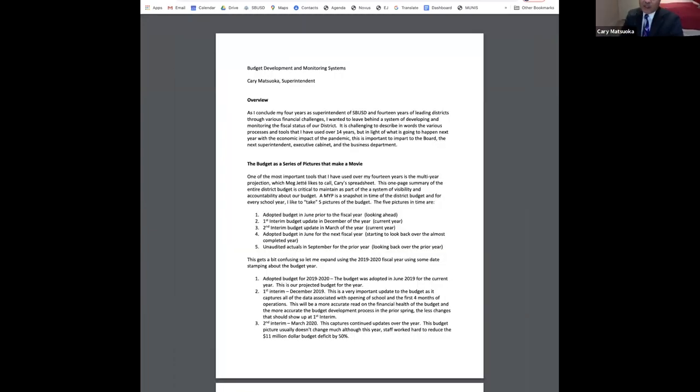Yeah, so the first topic, before we get to a first glimpse of next year's budget, is I wanted to document and build out for the cabinet, for the board, for the future superintendent, who now I know who she is, the budget development monitoring systems that I've been working with really for 14 years. You've watched these come before you at different moments. I thought it would be helpful to just write it all down. It took 10 pages of narrative to explain it all. I'm not going to go through any of the narrative.